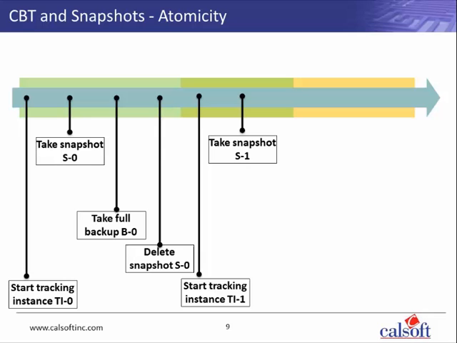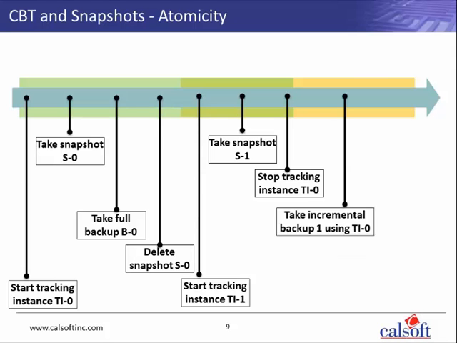We start another tracking instance, which is represented here in the diagram by TI1, and then follow it up with another snapshot. Then we stop the previous tracking instance, TI0. Now TI0 contains all the blocks or information of all the blocks that has changed between snapshot 0 and snapshot 1. We take a backup using snapshot S1's base and the information provided by tracking instance TI0.